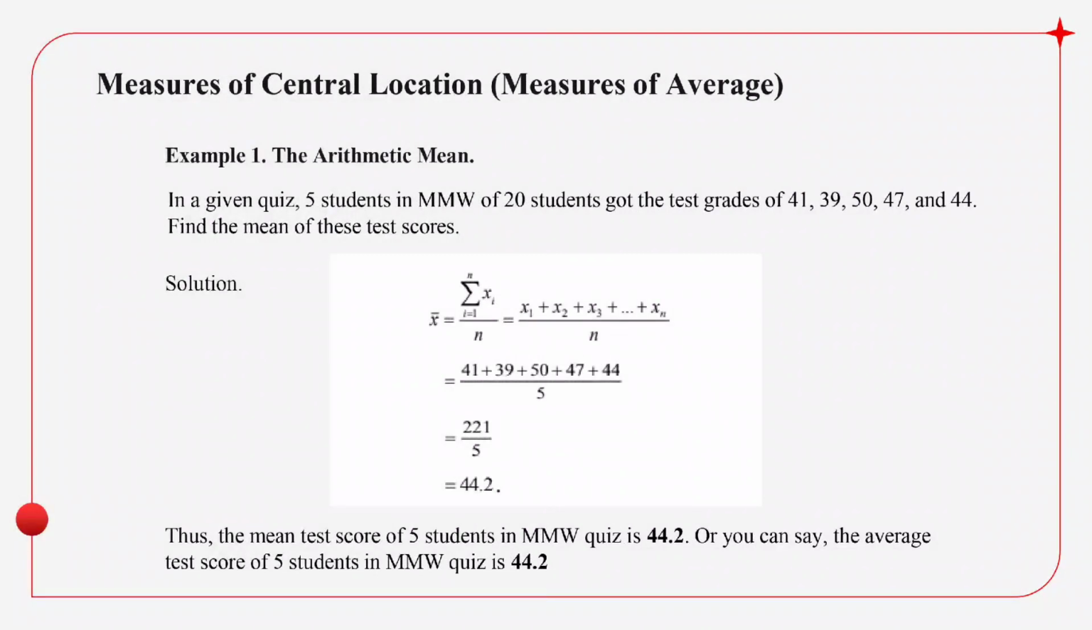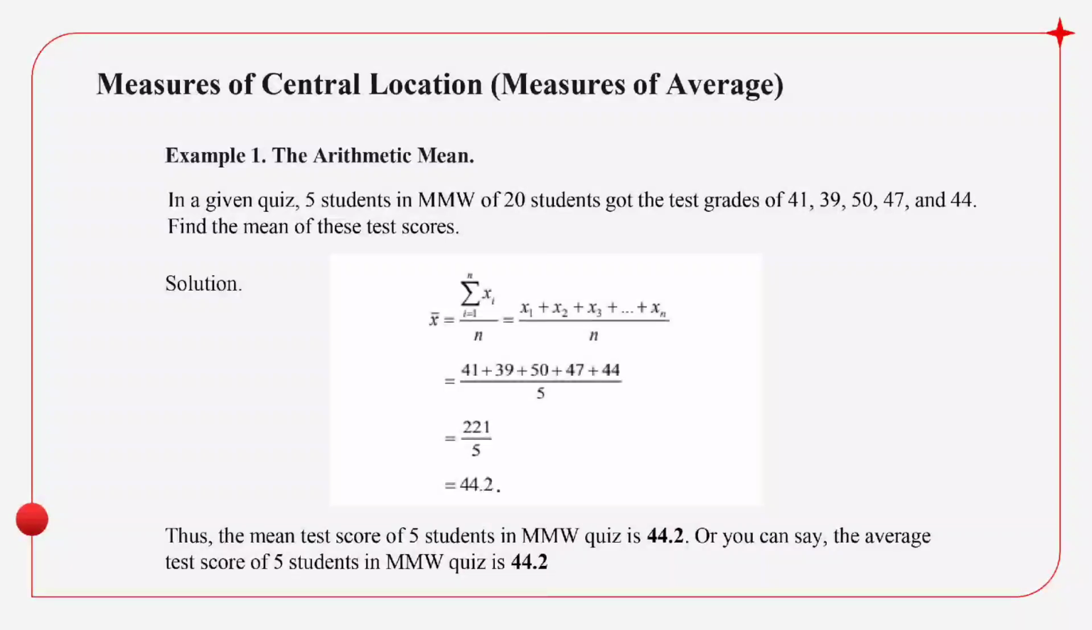In a recent quiz for MMW course, 5 students out of 20 got the test scores of 41, 39, 50, 47, and 44. To determine the average performance of these 5 students, we will calculate the arithmetic mean. The formula for calculating the mean for a sample is to add up all the values and divide the sum by the number of values in the sample.